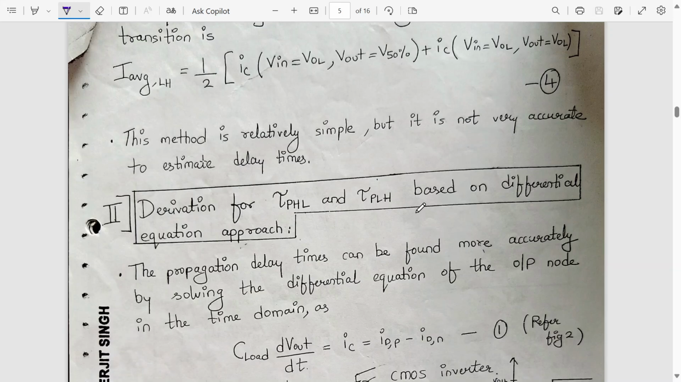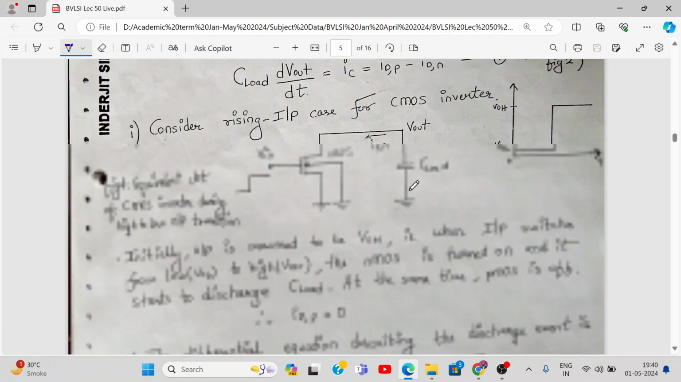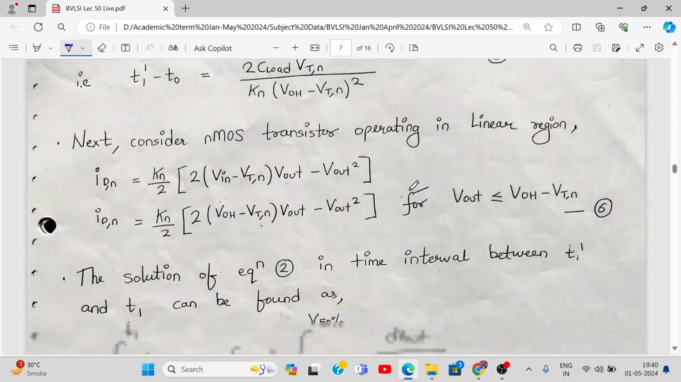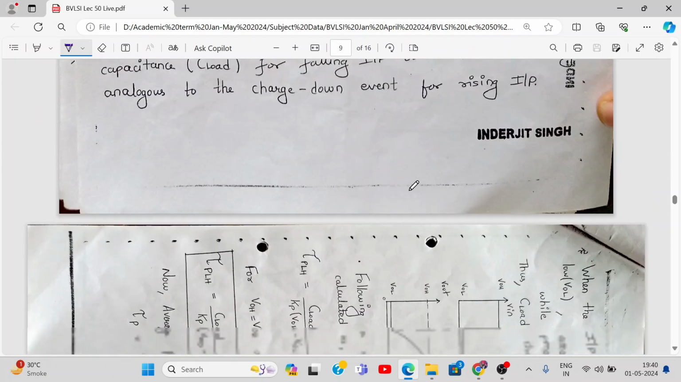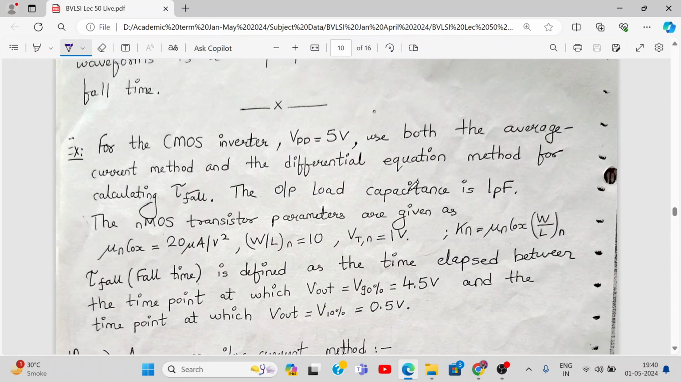So let us first cover a numerical. Let me show you the statement, and then we'll go to the other derivation. First let us understand. Yeah, this is the numerical statement.